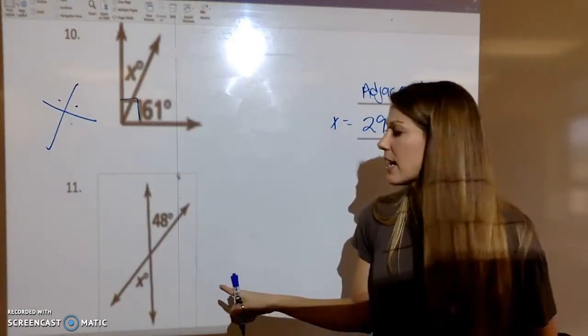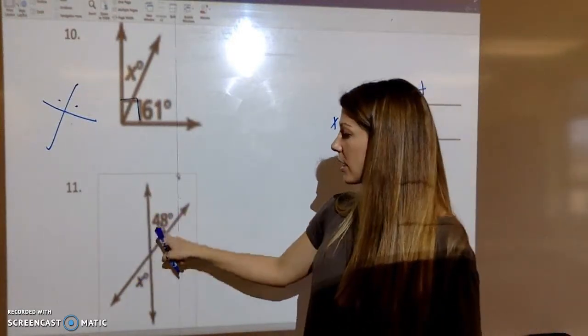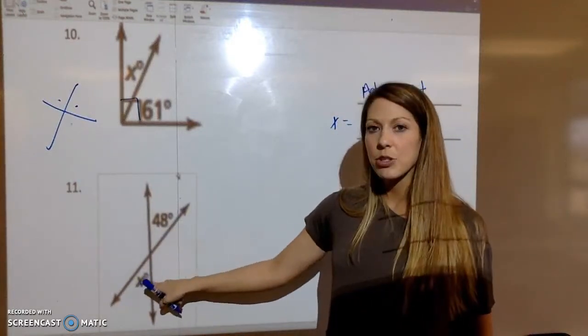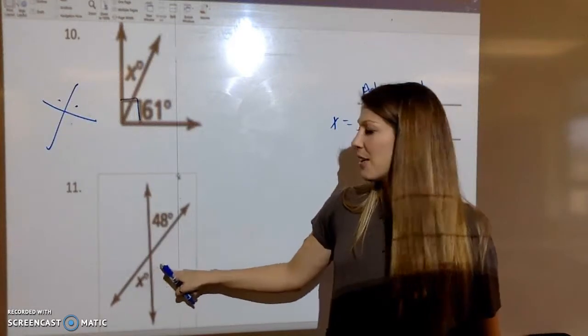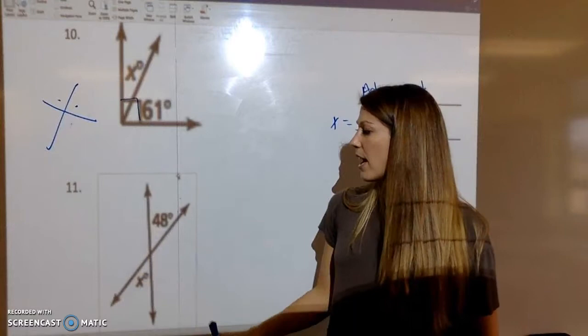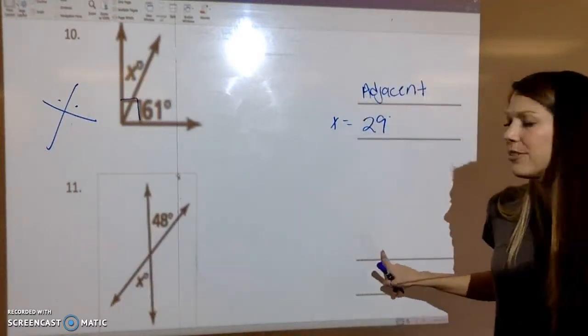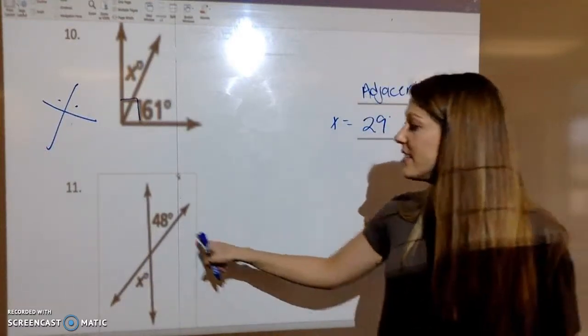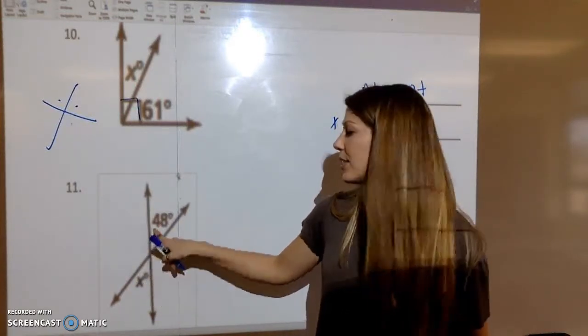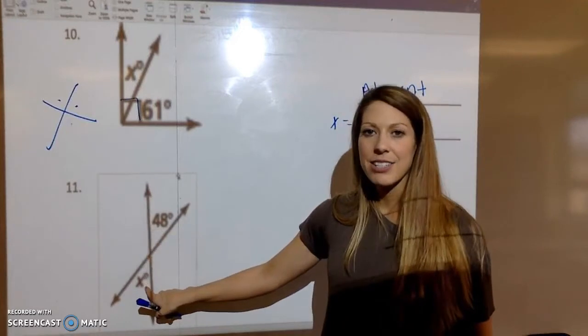Now 11, these are vertical angles because they're across from each other. If we did x and this angle next to x, those would be adjacent because they share this side, but if they're straight across, they're vertical. And so you would write vertical over here. And then since they're vertical, the special thing about vertical angles is they are also congruent. So if this one's 48 degrees, so is x.